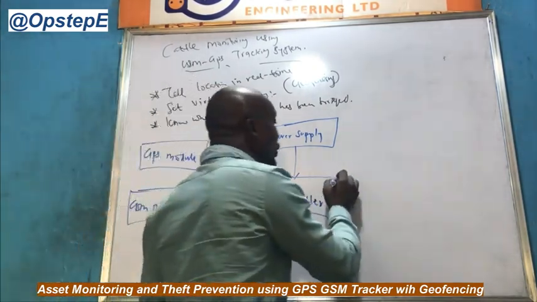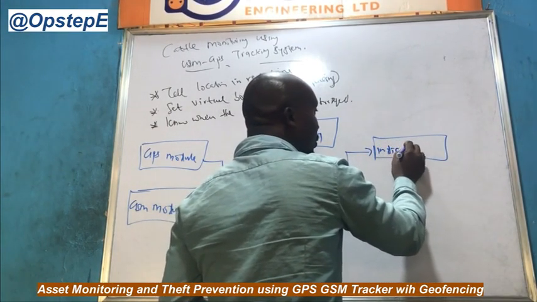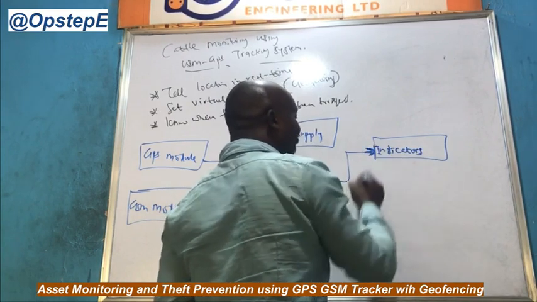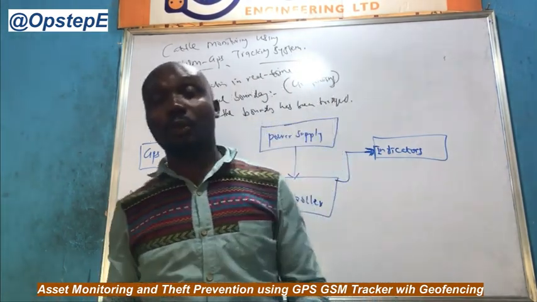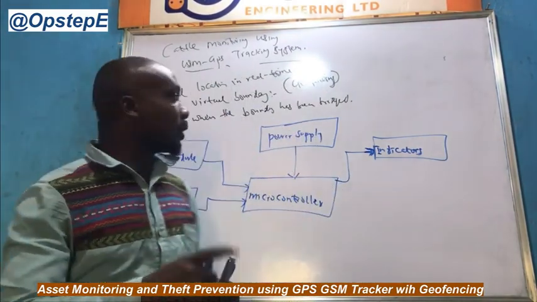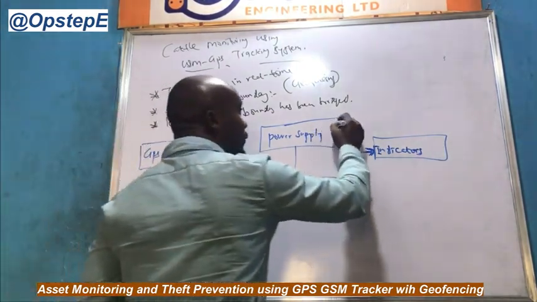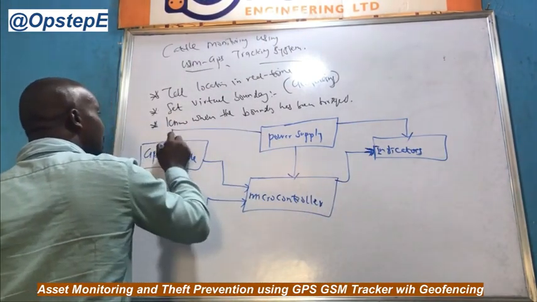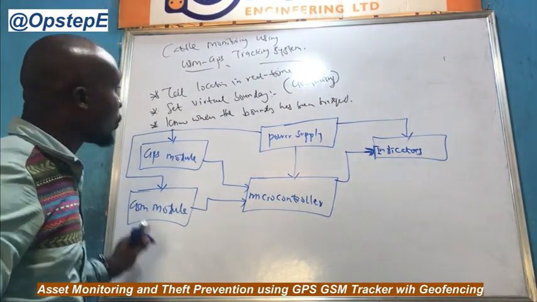Another thing this system is going to require is indicators. I don't know how many indicators we're going to need, but we're going to need indicators. I don't think we're going to need an alarm. Since we are not going to be where the cattle are, we don't need that alarm. So this is what your block diagram should look like. You're supposed to have a power supply that feeds an indicator, feeds the microcontroller, that feeds the GSM module, and feeds the GPS module.